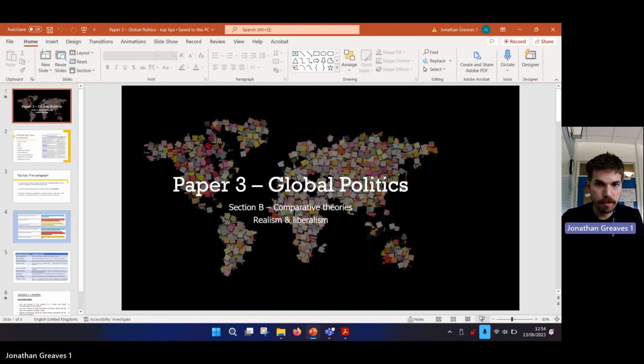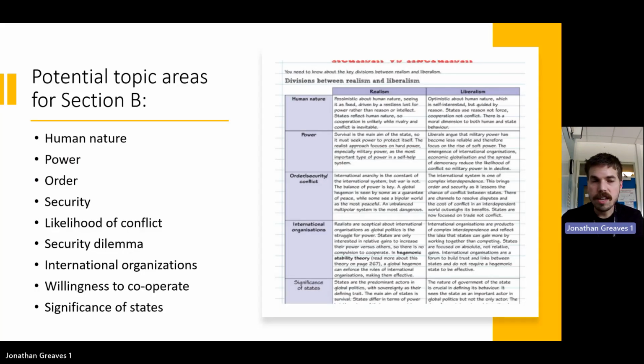So, to summarize then, these are general areas where section B questions might be on. On the right-hand side of the screen here, you can see a realism versus liberalism PDF. This is on Teams. Also on Teams are the past papers that I've just pulled up and shown you. So please go on Teams, go into the Global Politics folder, find that PDF. It will really help you. Also, go into Teams, go into the exam resources folder, and there are past papers in there as well. Familiarise yourself with the paper 3 exam. It is a little bit different to paper 1 and paper 2 in how it's laid out.